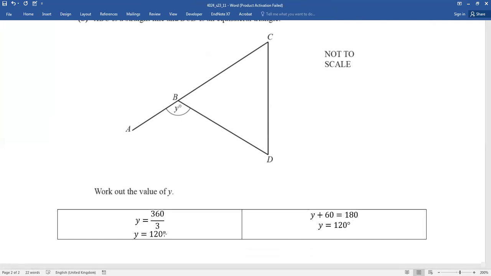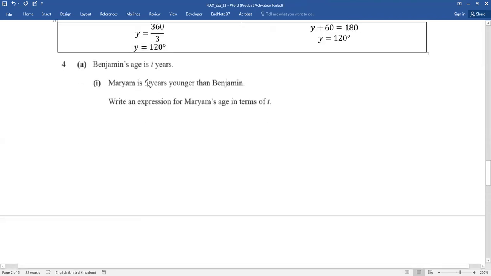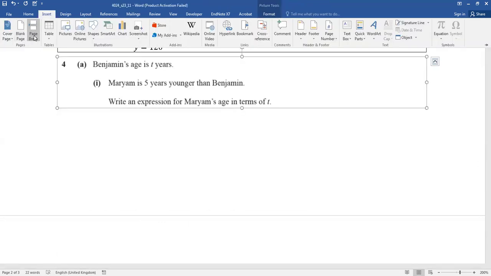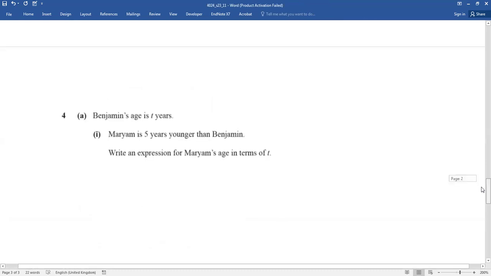Now moving on to the next question, which is question number 4. Benjamin's age is t years. Mariam is 5 years younger than Benjamin.